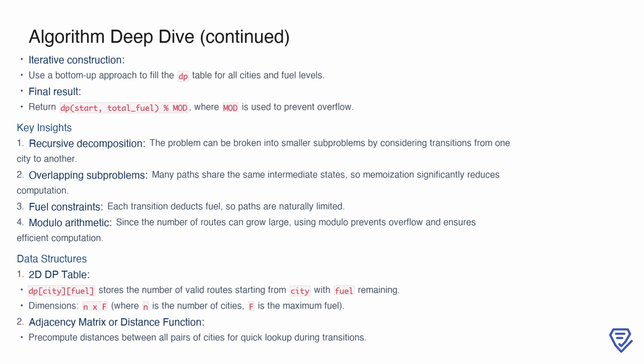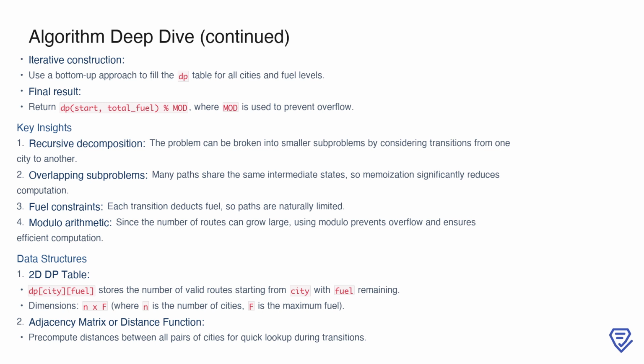This formulation highlights some important insights about the problem. First, it relies on recursive decomposition, where the problem is broken into smaller subproblems by considering transitions between cities. Second, overlapping subproblems exist, and memoization is critical for avoiding redundant computations. Third, the fuel constraint naturally limits the number of possible paths. Finally, modulo arithmetic ensures that the computation remains efficient even when the number of routes becomes large.